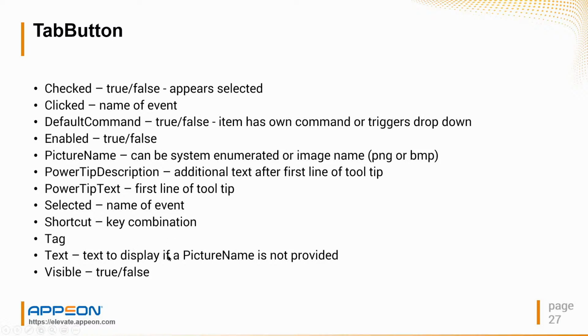The one difference here is that the tab button is normally just a button. It doesn't normally show text. If you provide a picture name, it will just show the picture. If you provide text and don't provide the picture name, then the text appears instead. So you have to do either or, whereas the other button controls, you have text and button.